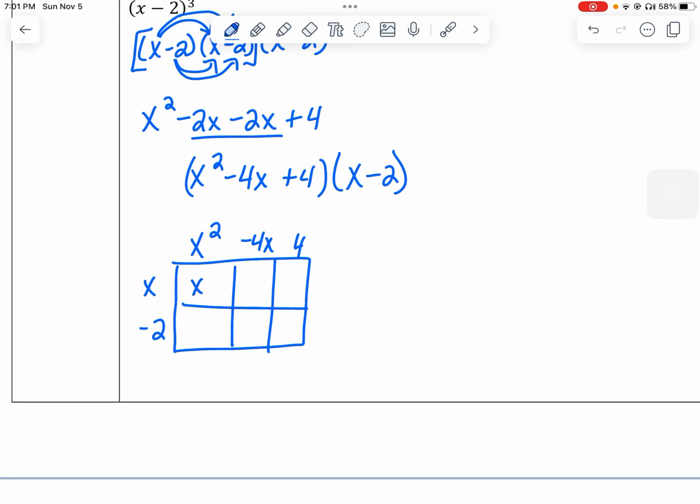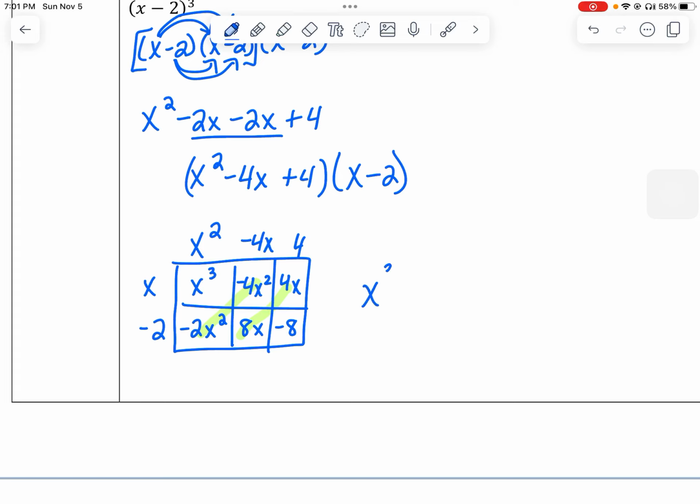X times x squared is x cubed. Negative 4 times x is negative 4x squared. 4 times x is 4x. Negative 2 times x squared is negative 2x squared. Negative 2 times negative 4x is 8x. Negative 2 times 4 is negative 8. And then you'll see we have those like terms in the diagonal spots again.